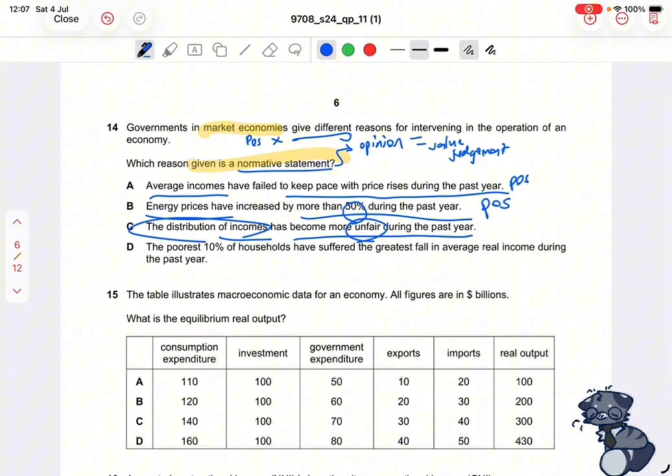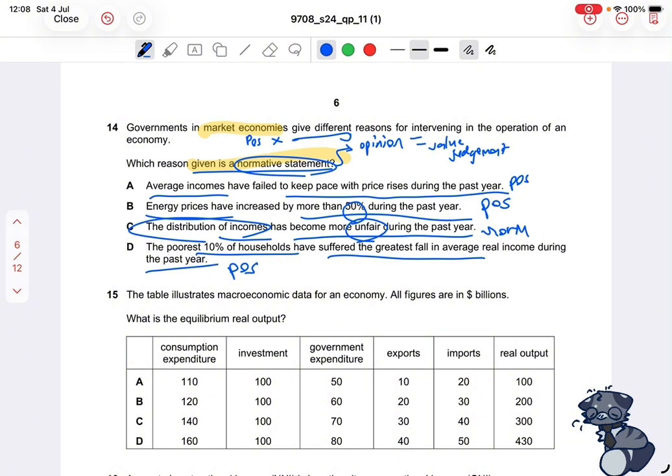Normative. And the last one says, the poorest 10% of households have suffered the greatest fall in average real income during the past year. Seems like a fact, nothing uncertain, so this is likely to be a positive statement as well. So as the question has asked us, which reason given is a normative statement? C is our only normative statement, so that will be our option.